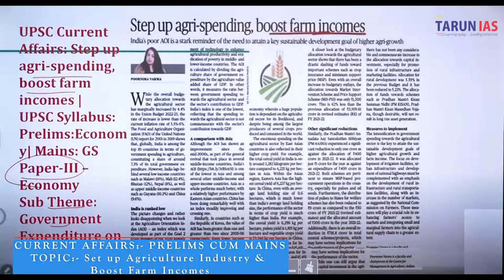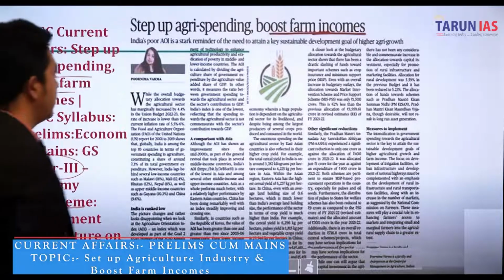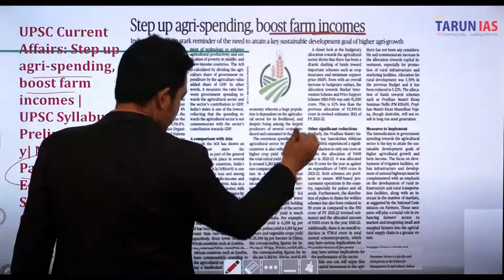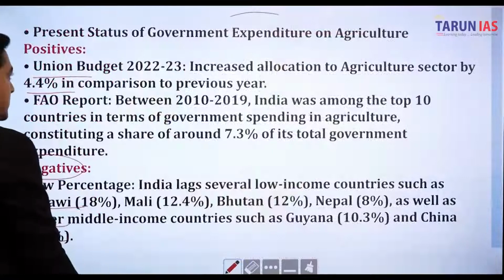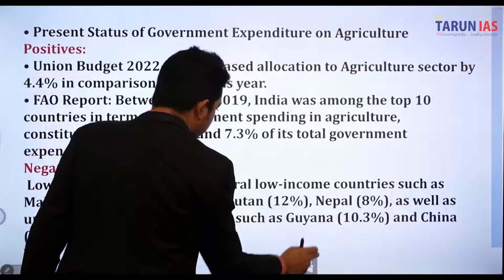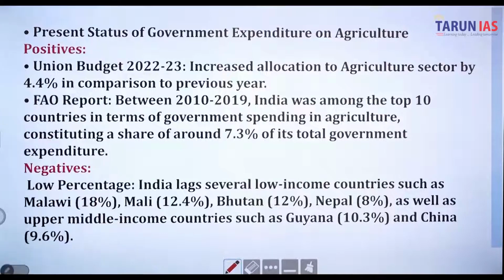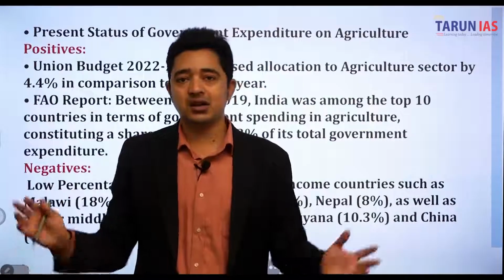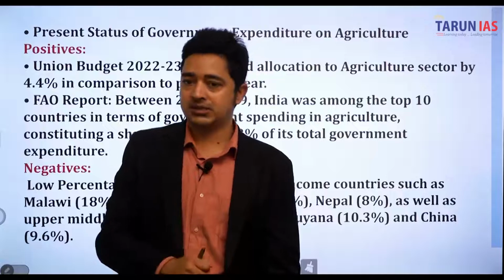This section is very important, because if we are promoting the agriculture sector, we can boost farm incomes. India's poor AOI is a stark reminder of the need to attain the key sustainable development goal of higher agriculture growth. So we present the status of government expenditure on agriculture. We have to think about what the input and output ratio were. The input ratio was quite large and the output ratio was quite less.